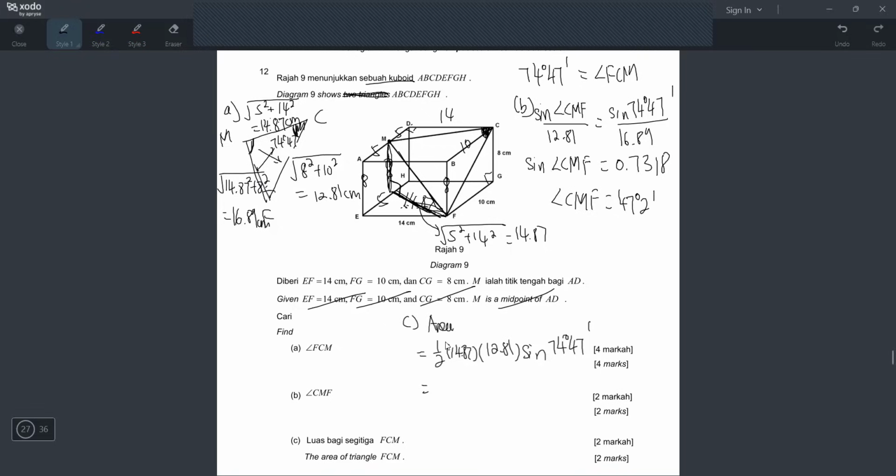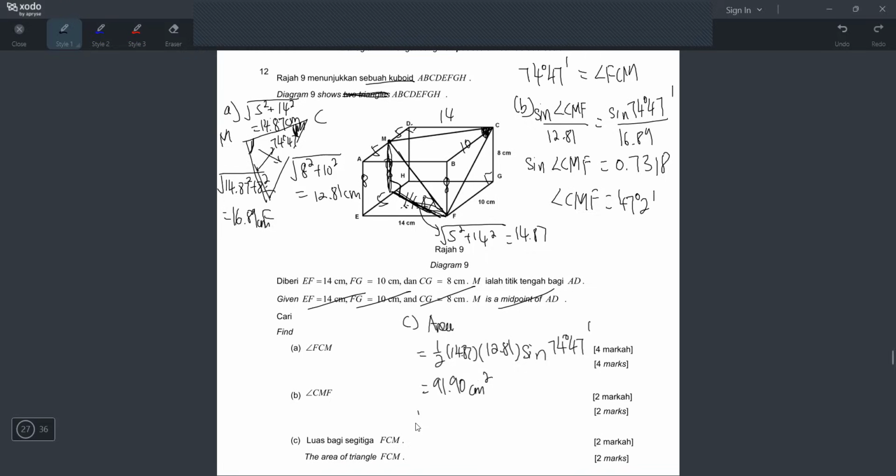Okay, we press sine 74 degrees 47 minutes first, and then multiply by 14.87, multiply by 12.81, and then divide 2. Okay, 91.90, right? And this one is cm squared, right? So yeah, this is my answer.